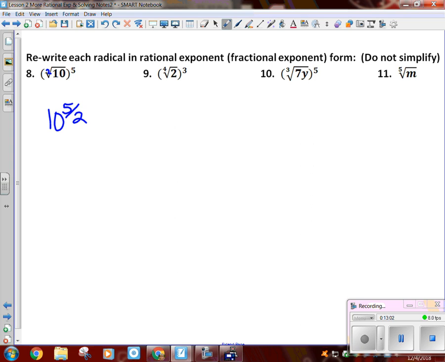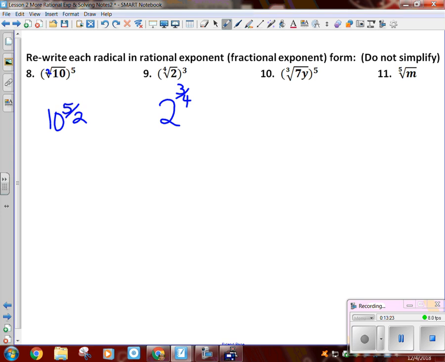Michael, what about number 9? What fraction exponent would I be able to rewrite it with? That's 2 to the what? 4 over 3 or 3 over 4? 3 over 4. Power goes on top, root on the bottom. That is correct. What about number 10?